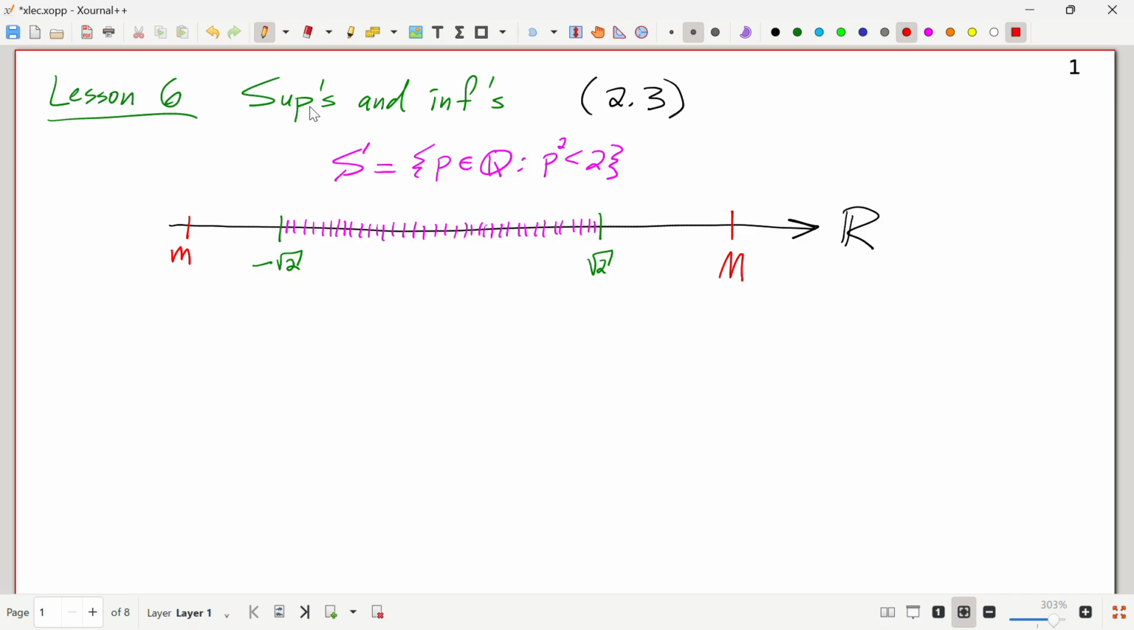And so the concepts we're going to talk about today are upper bounds and lower bounds, and in particular, extreme ones. This m here is an upper bound because it's bigger than or equal to everything in S. So it's an upper bound for S. And what that means is that s is less than or equal to m for all s in S.